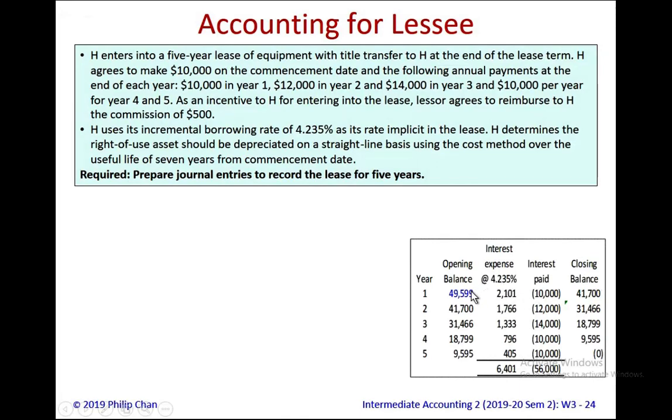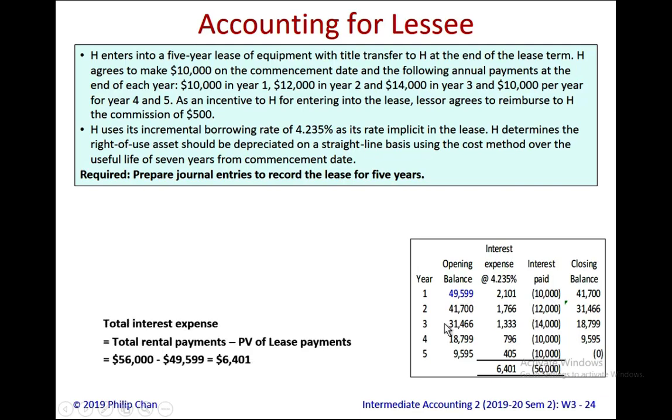So the way we work out the interest expenses is we take the incremental borrowing rate and multiply by the opening balance to get the interest expense, and then we pay the payment, and then we have the figures carried forward, and so on and so forth. By the end of year 5, the liability should be 0. And we know that the sum of all the payments minus the initial value of the liability should be equal to your total interest expenses, 6401. This is just to make sure that we know how to derive the total figures, as a control, if you like.